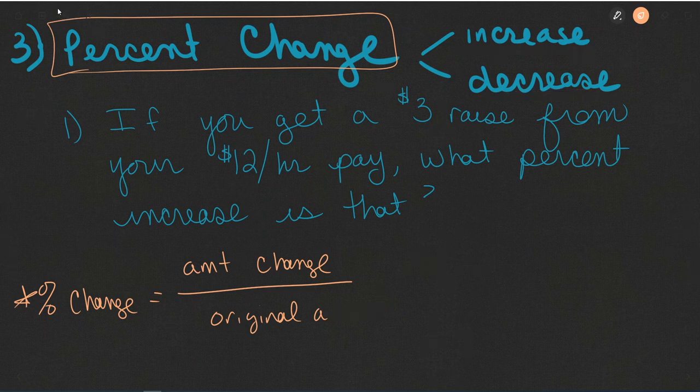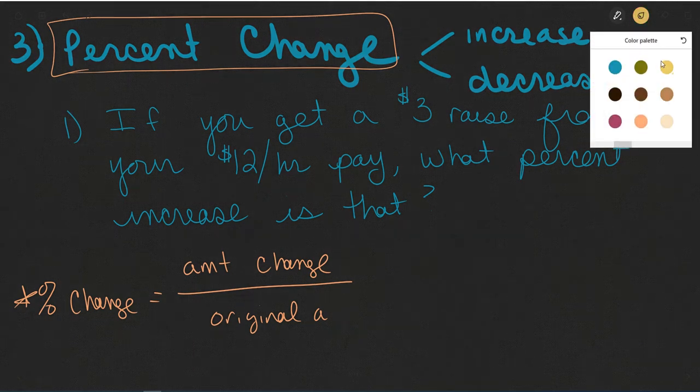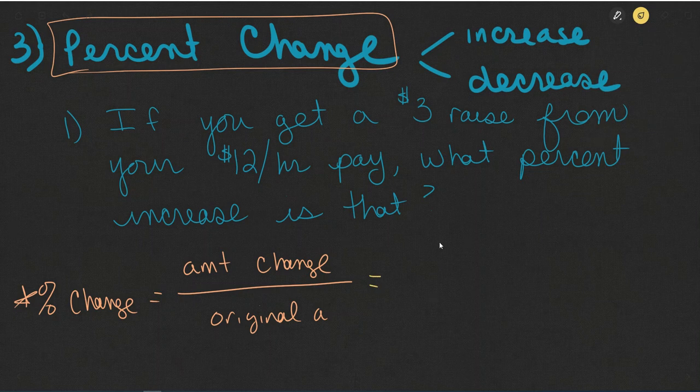So let's try one of these. If you get a $3 raise from your $12 an hour pay, what percent increase is that? Well, first I need to know how much the change is, and that's given as the $3. And then the original amount was the $12.